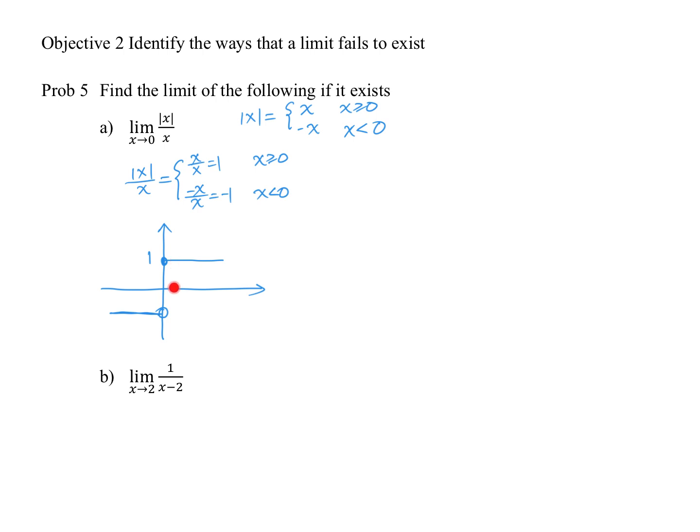On the right side, you can see the y values always remain 1. On the left side, the y values remain negative 1. So no matter how close x is to 0, there's no specific value of y that this function is approaching. It's either 1 or negative 1. So there's no specific value f of x is approaching. For that reason, we claim that this limit doesn't exist.